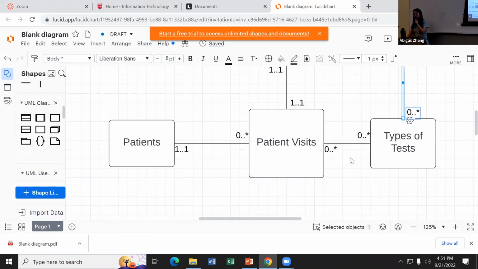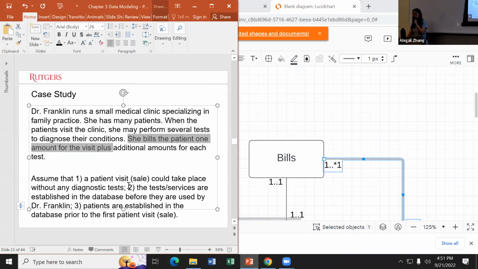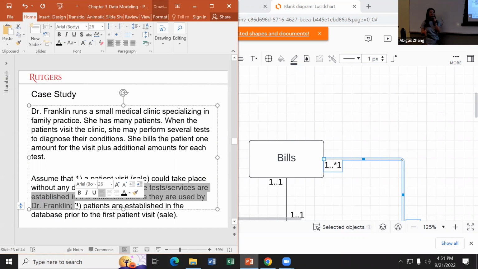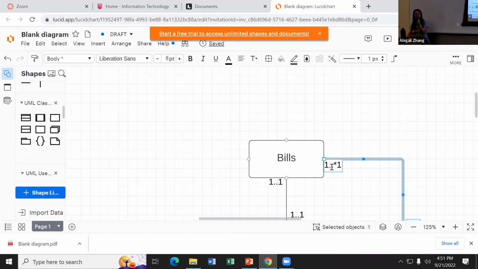This we talk about, like the second assumption here, that all these tests are established in the database. So some rare tests will never be applied. 0 or many, or 1 or many. Did the class get the idea why this should be 0 or many?